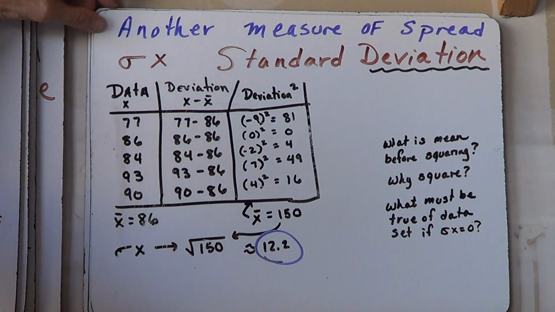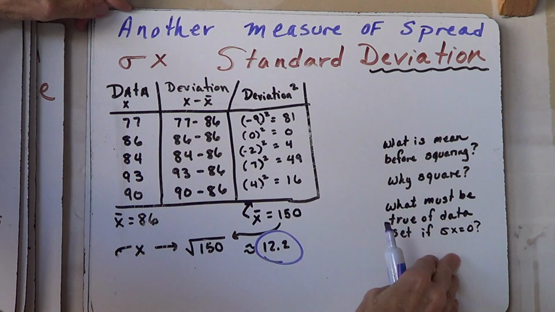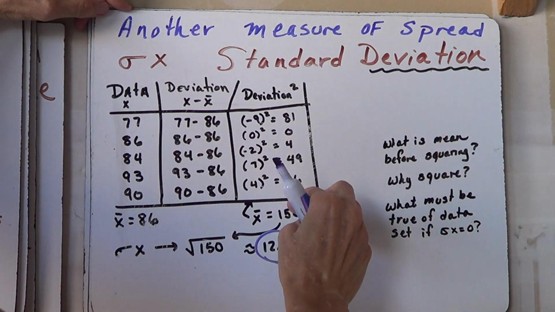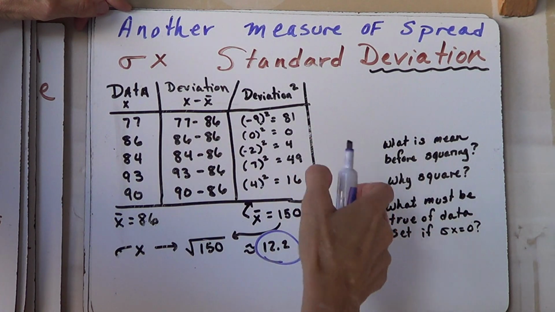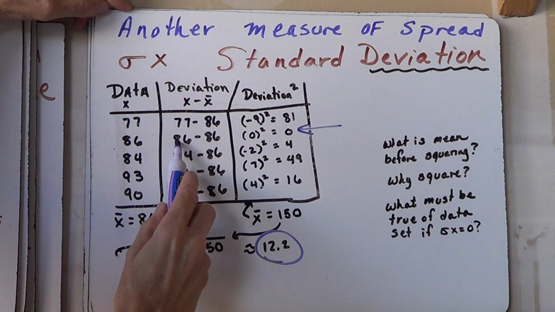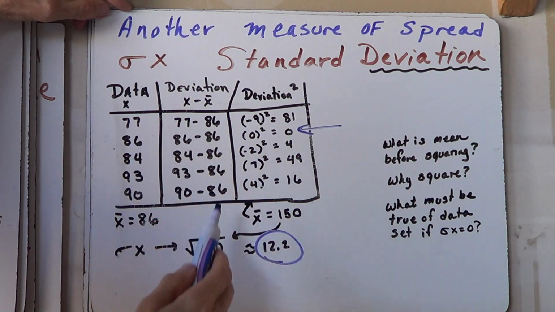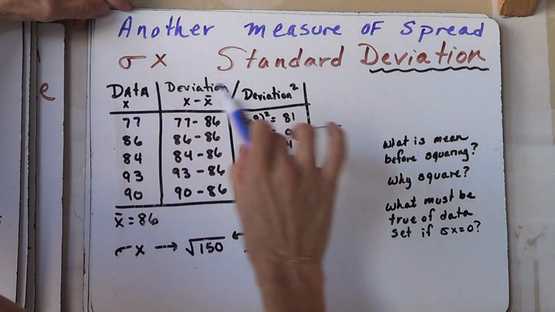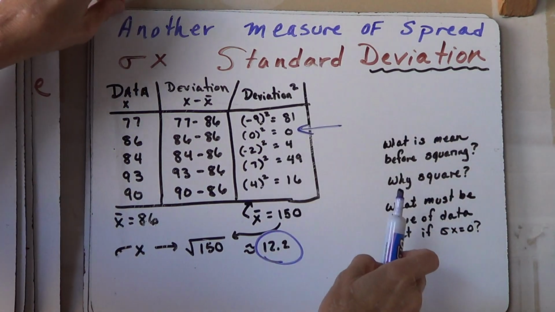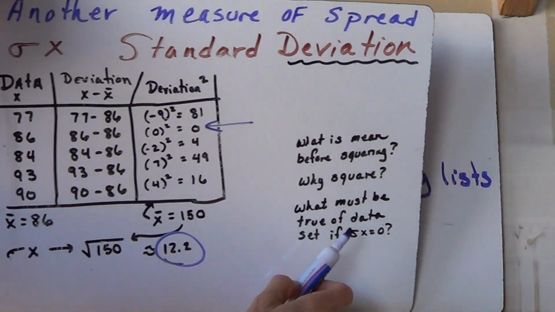Okay? What must be true of the data set if the standard deviation is 0? If we ended up with all these being 0, what would it mean? Well, look at this one that is 0. It means that all of the data points would be equal to the mean. You would have an entire list of data that's all equal to the mean. That's what it would mean if your standard deviation was 0.